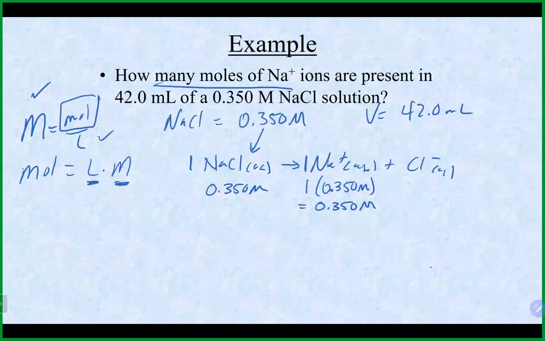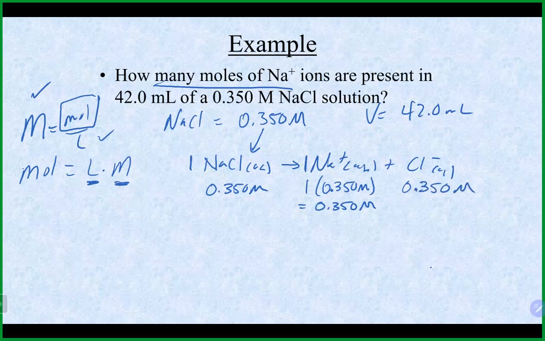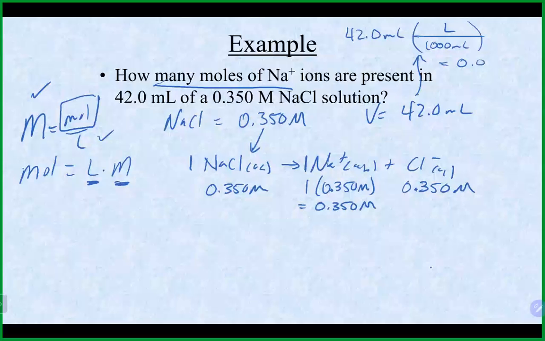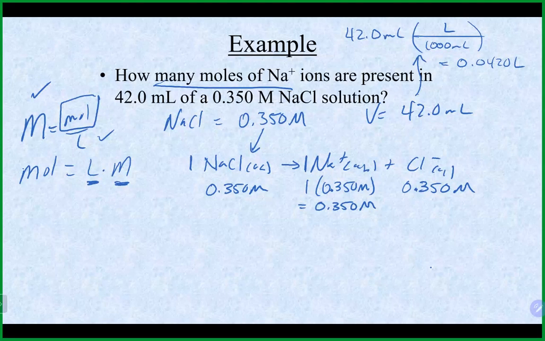Reminder as well that although we do not need it in this question, the molarity of the chloride ions would also be 0.35 molar in this case, as it is a 1-to-1 relationship as well. So since I have that, I also want to convert my volume into liters. That is a very common conversion. And once again, that common conversion is 1,000 milliliters is a liter. Gives us 0.0420 liters. Now that I have both the molarity and the volume, I'm good to do my calculation.